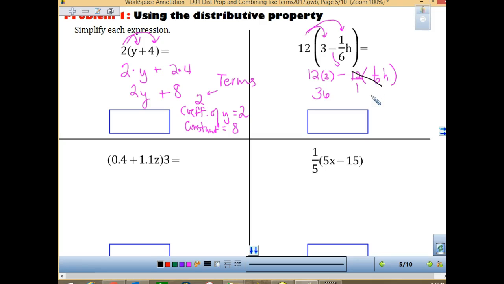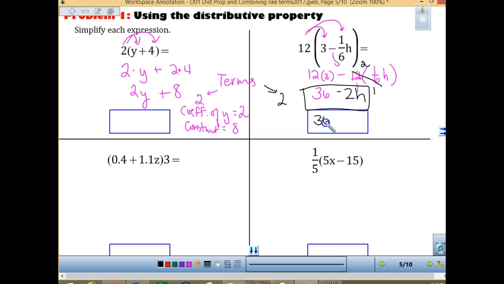3. Bigger. 6. 6 goes into 6 once, and into 12 how many times? 2. So I now have 2 times 1 times H over 1, which is just going to be 2H. If I was looking for the terms, Andrew, how many terms in this answer? 2.